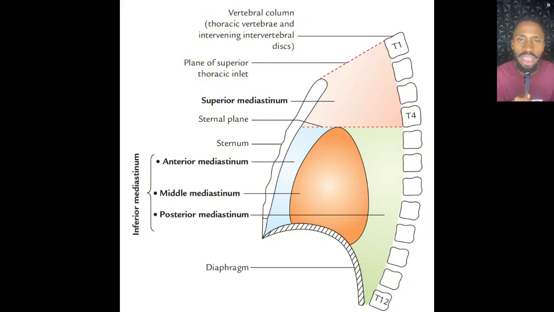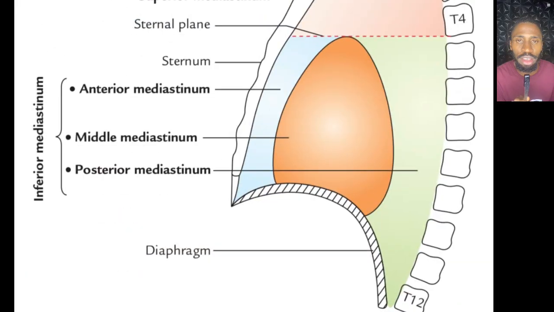So lastly, we're talking about the posterior mediastinum. We have talked about all the division of the inferior mediastinum, which is the anterior mediastinum and middle mediastinum. So the posterior mediastinum is bounded posteriorly by the lower 8 bodies of the thoracic vertebrae, from T5 below, and their intervening intervertebral discs. Anteriorly it is bounded by the content of the middle mediastinum, which is the pericardium covering the heart, the bifurcation of the trachea and the pulmonary vessels.